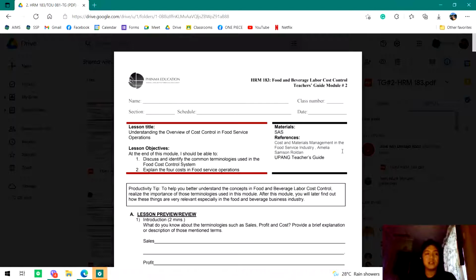This will be our first ever lecture for the subject HRM 183, or Food and Beverage Labor Cost Control. Since this is the first discussion that we're going to have for this subject, mainly ang mga pag-uusapan natin ngayon is a little bit dun sa mga basic side, or dun sa mga kailangan nyo malaman muna before we move forward. And a few computations as we go along the discussion.